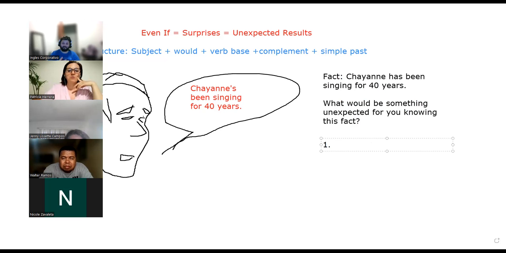Something unexpected would be, so basically what I'm asking you is, ¿qué le sorprendería sabiendo que Cheyenne ha estado cantando por 40 años? ¿Qué le sorprendería del hecho de que haya estado cantando por 40 años? ¿Qué sería algo que no se esperan sabiendo que ha estado cantando por 40 años? That's my question. That he gives it up. Okay, so you're saying the same thing, right? So he stopped singing.